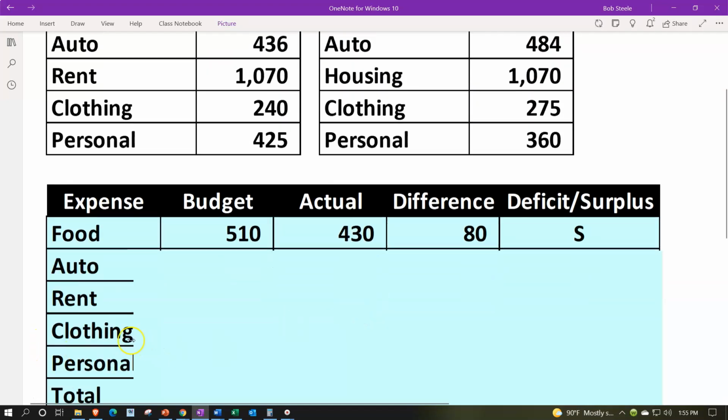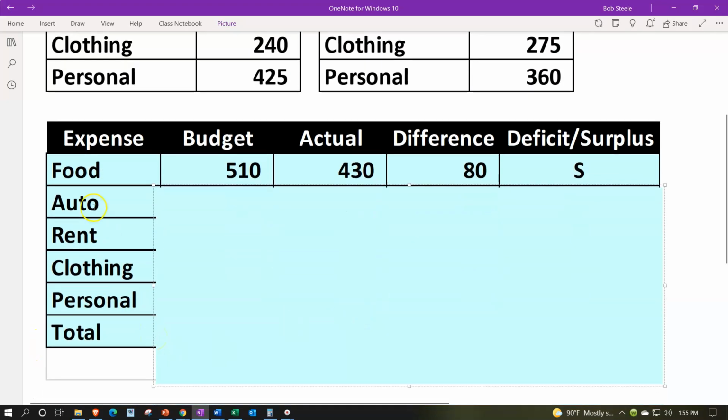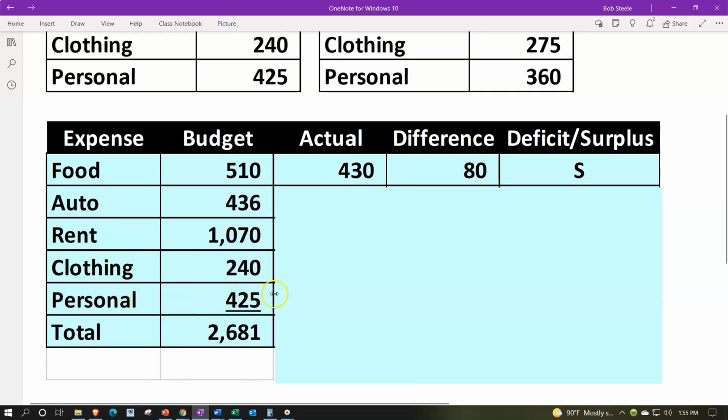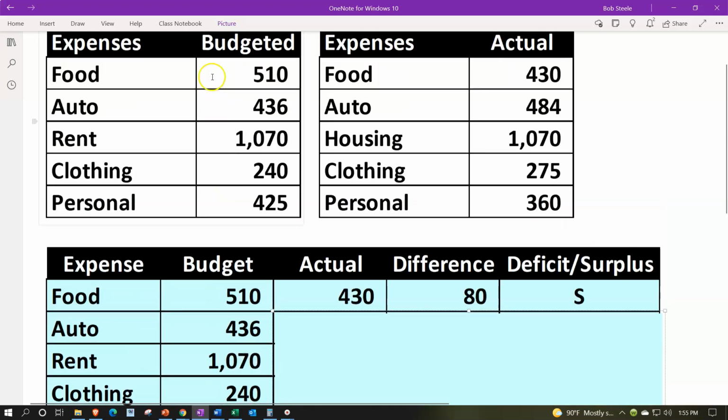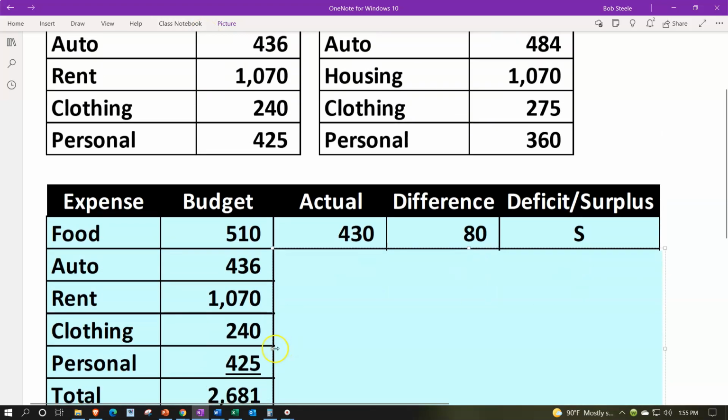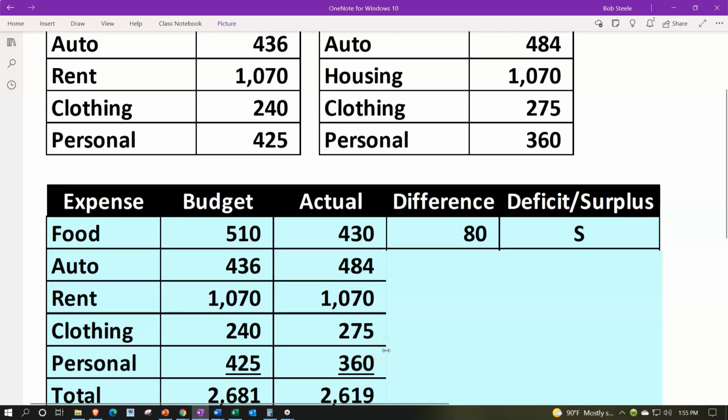We would have the expenses on the left-hand side, which are the food, auto, rent, clothing, personal. We would have the budgeted numbers that we had populated up top here, and simply compare them to the actual numbers, and then we'll run a difference calculation between the two. In this case, the budget is on the left-hand side, so we would take the budget minus the actual numbers, and in this case, we have an $80 difference.